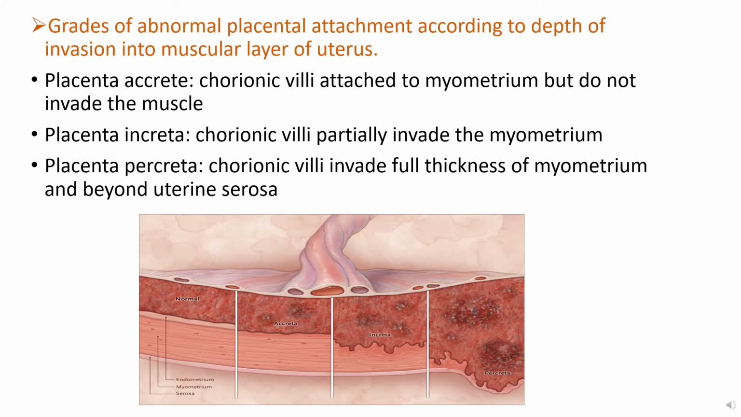Grades of abnormal placental attachment according to depth of invasion into muscular layer of uterus. Placenta accreta: chorionic villi attached to myometrium but do not invade the muscle. Placenta increta: chorionic villi partially invade the myometrium. Placenta percreta: chorionic villi invade full thickness of myometrium and beyond uterine serosa.